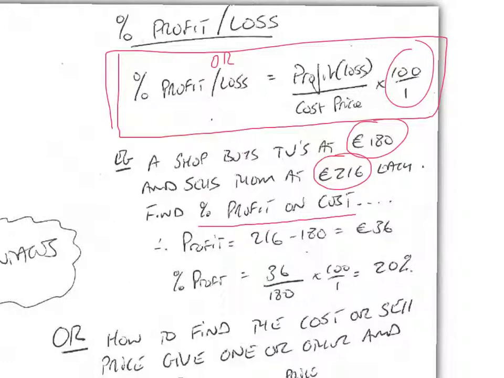Okay, so the profit the shop made: they bought them for 180 and they sold them for 216, so they made a profit of 36 euros when they sell a television, an actual profit. So to find the percentage profit, we take this actual profit and divide it by the cost price of the television, which is 180 euros, and we multiply all of that by 100 over 1, and we can see that the percentage profit is equal to 20%.